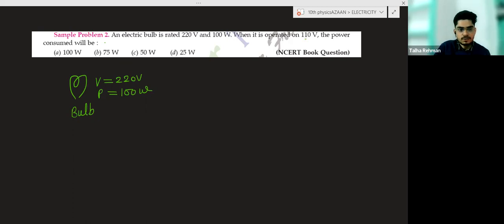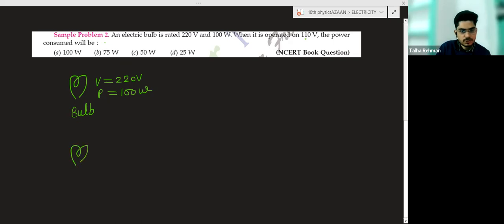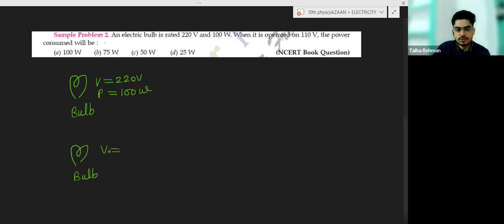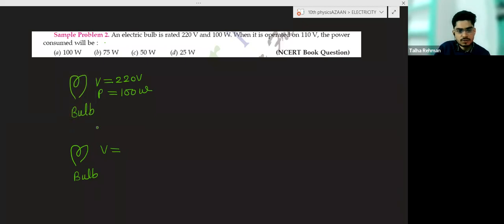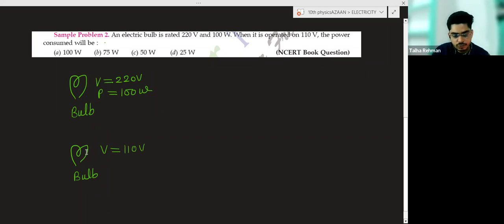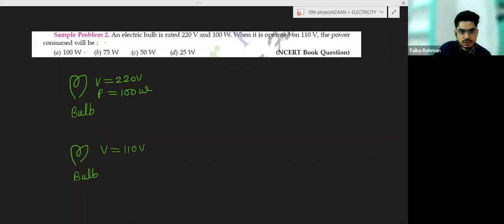They are saying when this bulb will be operated, this is the rated value given and this is the supply voltage to the bulb. This will be the maximum amount of voltage for this bulb. This bulb is operating at 110 volt, means you are giving 110 volt to this bulb. They are asking the power consumed will be. Very easy. This data is given data.